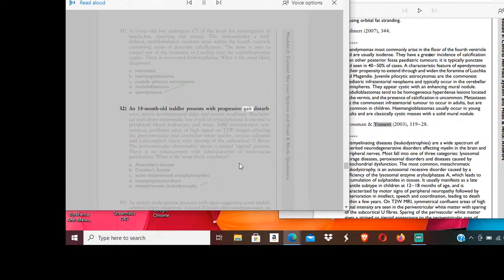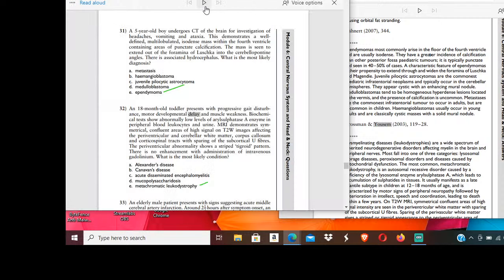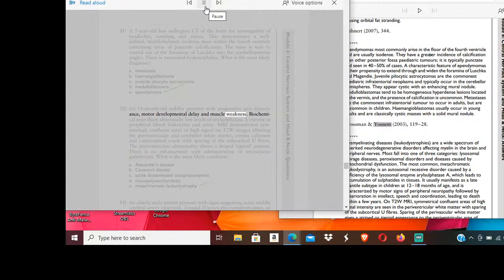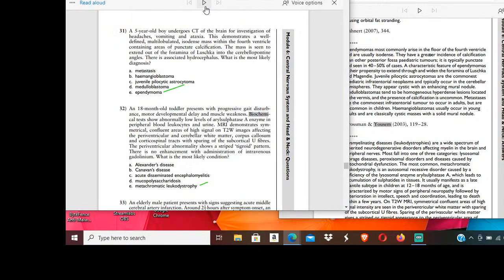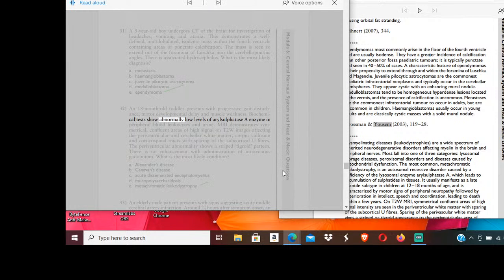An 18-month-old toddler presents with progressive gait disturbance, motor developmental delay and muscle weakness. Biochemical tests show abnormally low levels of aryl sulfatase A enzyme in peripheral blood leukocytes and urine.